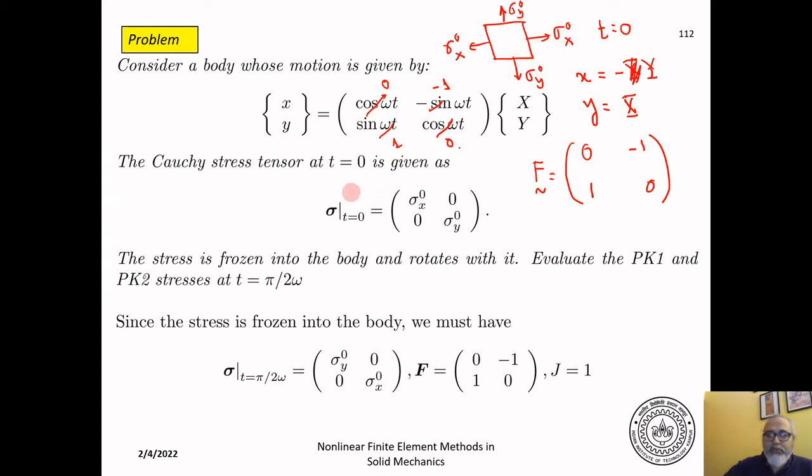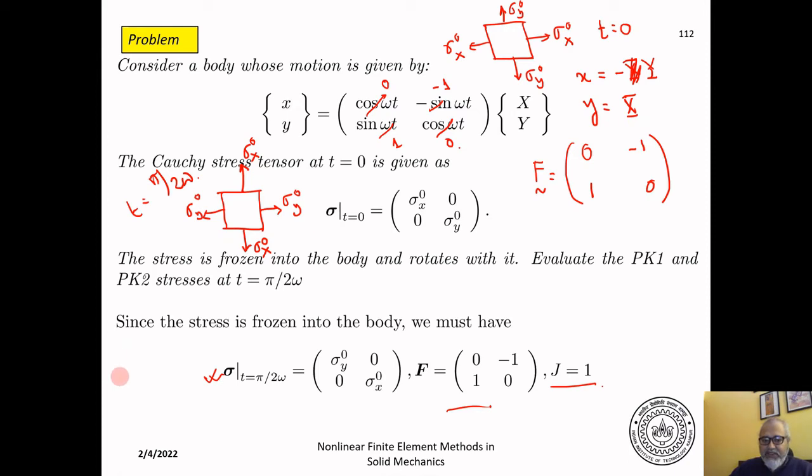So at time t equal to pi by 2 omega, the body goes into a rotation by 90 degrees, so that this sigma x naught comes here and sigma y naught goes here. So this is at t equal to pi by 2 omega. This is the deformed configuration. Now, in this state, the Cauchy stress is sigma y naught in the x direction, sigma x naught in the y direction. So this is the Cauchy stress at time t, and J, of course, the Jacobian of this, is equal to 1.